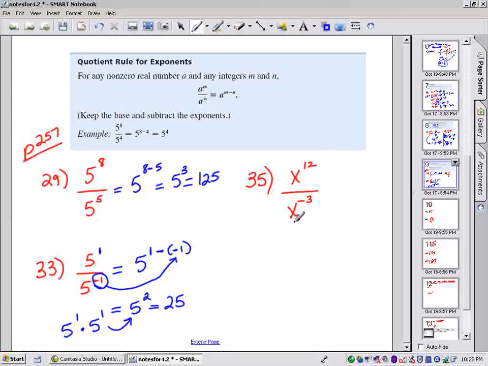x to the 12 over x to the negative 3, very similar. That would be, by the quotient rule, x to the 12 minus a negative 3. So that's really x to the 12 plus 3, or x to the 15.